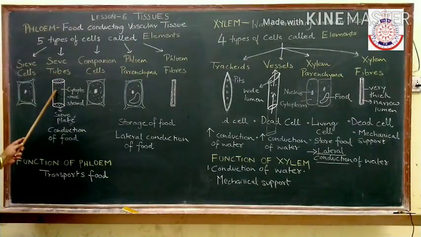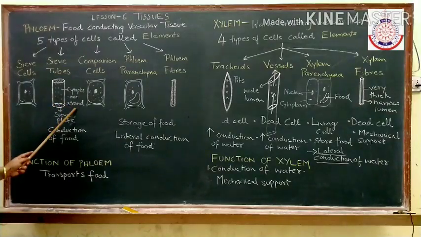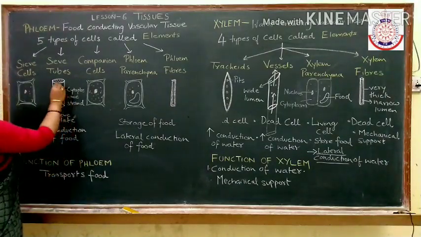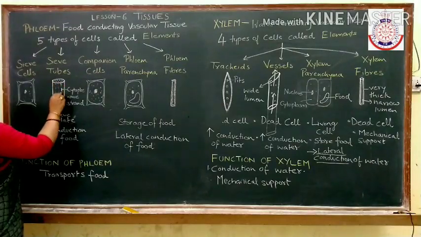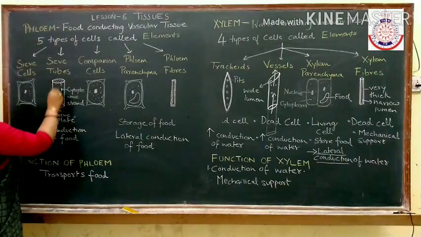Now, next is the sieve tube. Sieve tubes are elongated tubular cells and they do not have a nucleus. Nucleus is absent in sieve tube cells and they have very little cytoplasm, and this cytoplasm is present in the form of strands. You can see these lines. These are the strands of cytoplasm, also known as cytoplasmic strands.